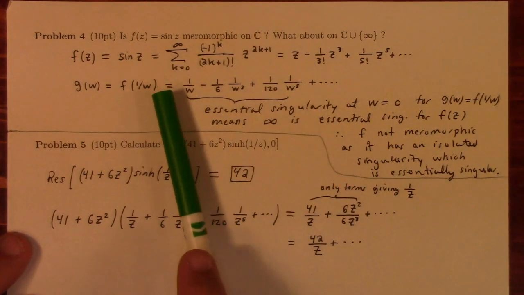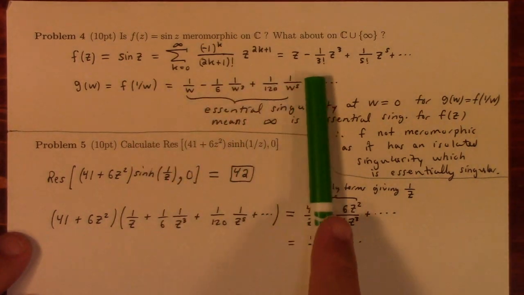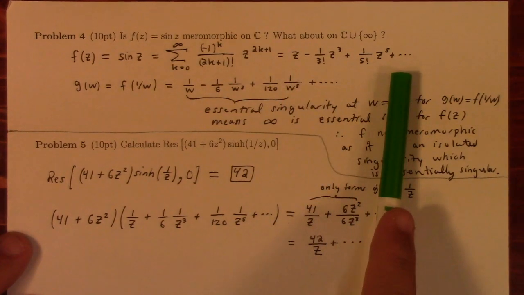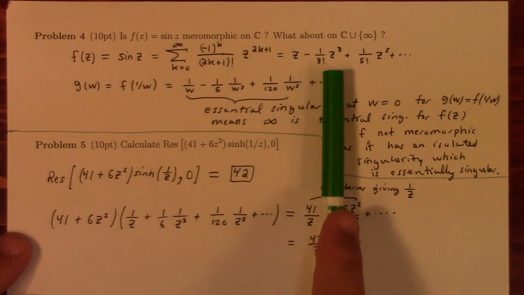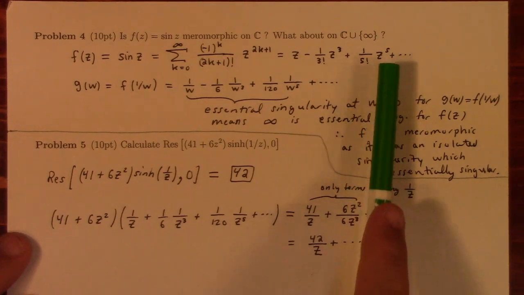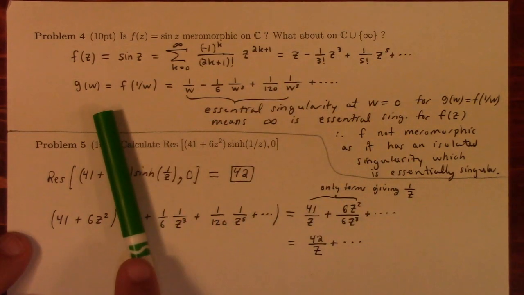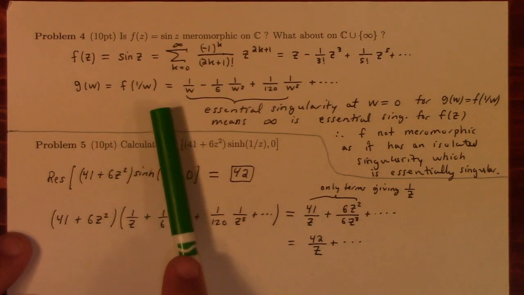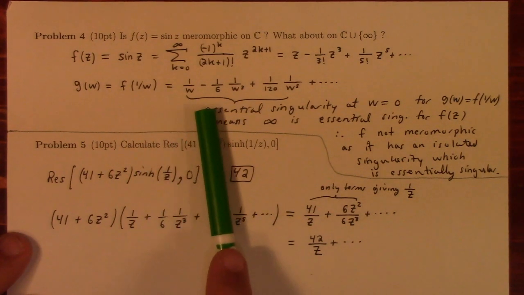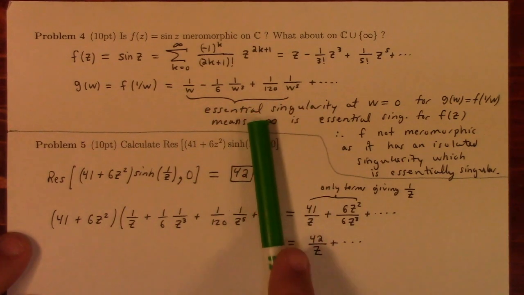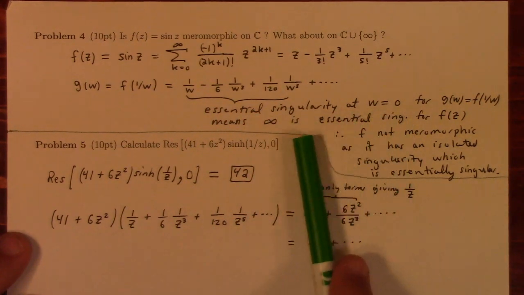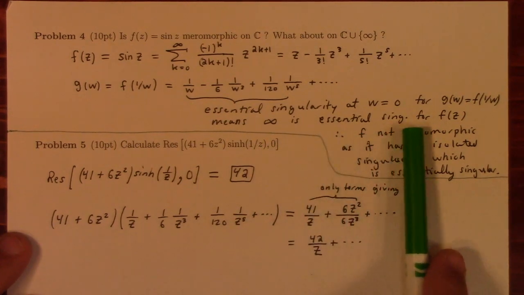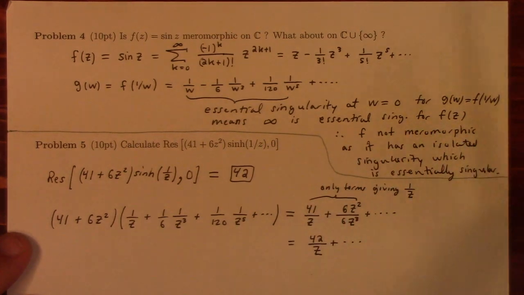Anyway, when you look at the power series for sine z, of course you got all these alternating odd powers, plus minus. And when we look at the corresponding function at 0, which is f of 1 over w, g of w was the notation we used, well, you got infinitely many reciprocal terms, which means that it's an essential singularity at w equals 0, which means that infinity is an essential singularity for f of z, which means that f is not meromorphic, as it has an isolated singularity which is essentially singular at infinity.